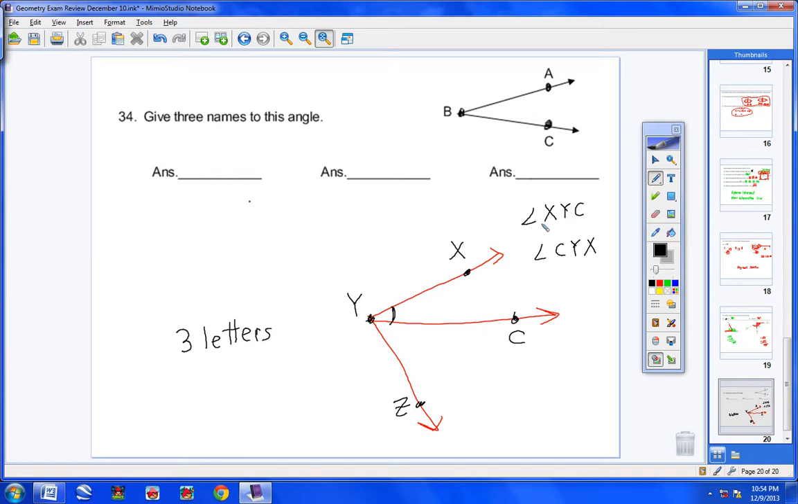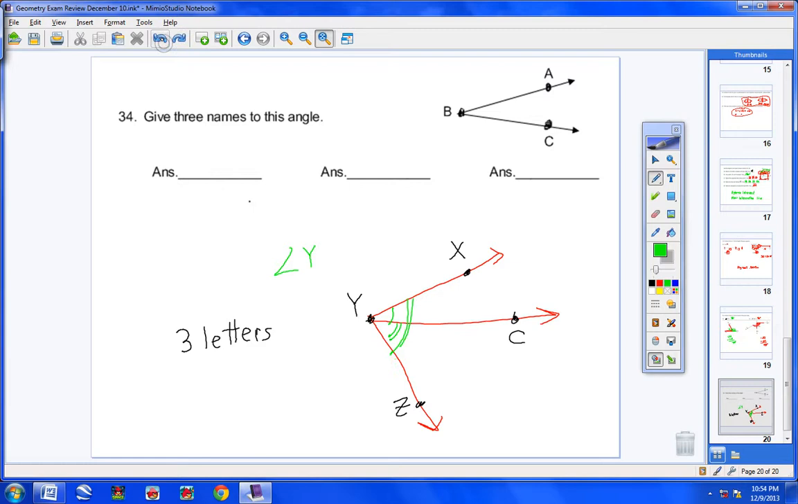So I use 3 letters to name this angle right here. Now, if I wanted to name this angle right here, then I would call it angle ZYC or angle CYZ. But one thing I cannot do for the 3rd or 4th time is name any of these angles by just saying this right here. Hey, look at angle Y. You can't do that because angle Y could be this angle, it could be this angle, it could be the whole angle right here. I don't know.